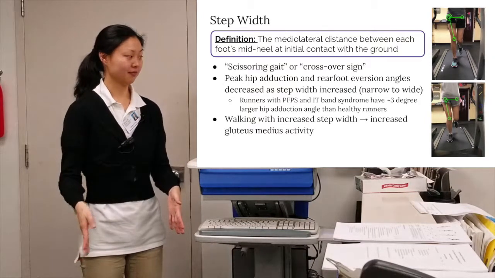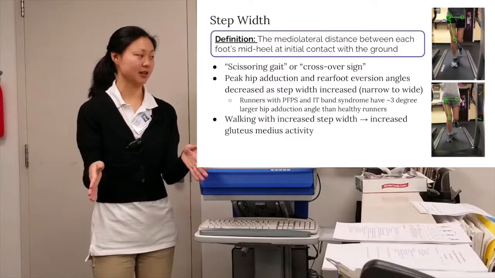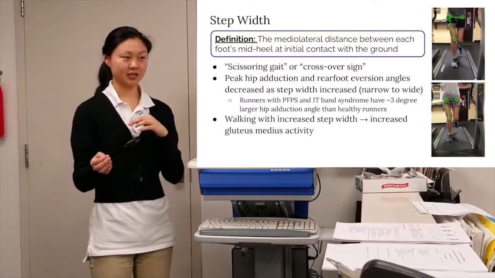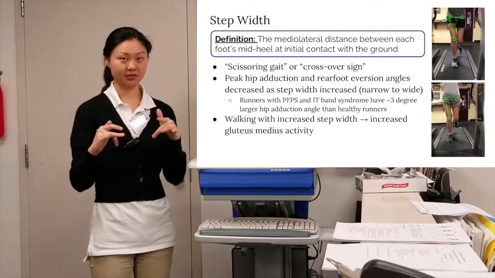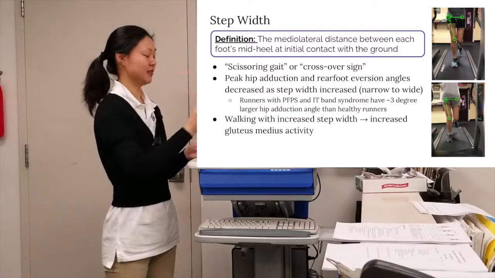They actually found that in walkers who increased their step width, they had greater glute med activity. But that's not really correcting the problem, and a lot of researchers are all about the top-down approach, so going back to the hip. So strengthening the glute med.